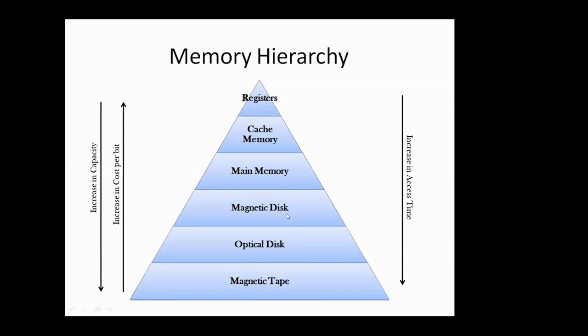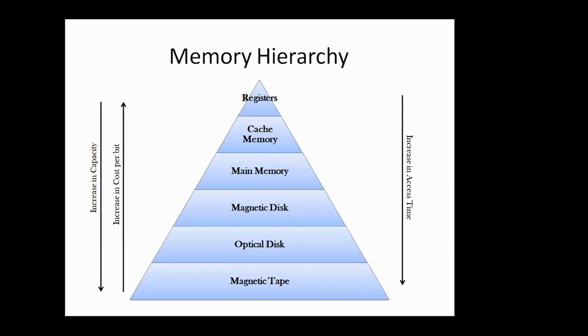The fourth is the magnetic disk, then the optical disk. Examples of magnetic disk are hard disk and floppy disk, and optical disk includes CDs and DVDs. At the bottom there is the magnetic tape, which is the same as what you might have seen in old times, the cassette of a tape recorder. There is a tape inside it. It is a magnetic tape. So it is also a storage thing, a memory thing.